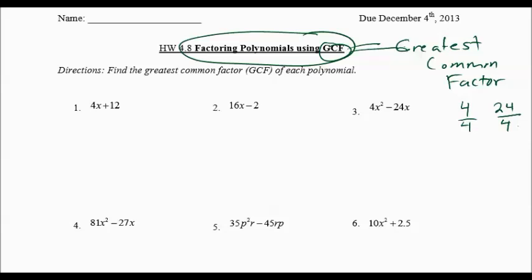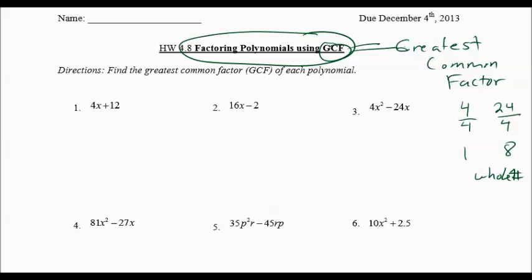Well, there's other factors of 24, for instance, 8, but we can't take 8 and we can't take 4 and divide it by 8 and get a whole number. So we want to get whole numbers as a result of division. Therefore, 4 would be the GCF of 4 and 24. If we divided 4 by 4, we'd get 1, and if we divided 24 by 4, we'd get 6. Those are both whole numbers that we get as a result of dividing.